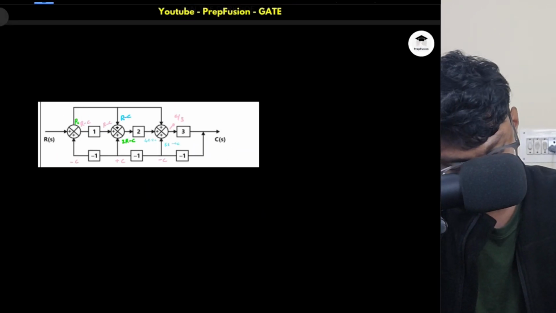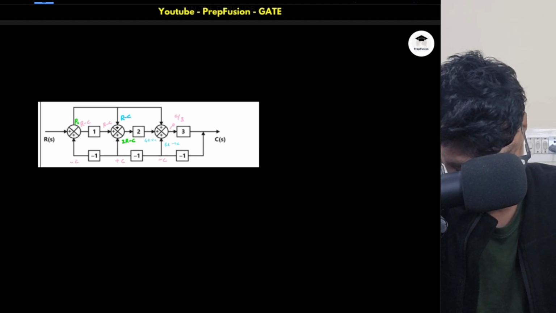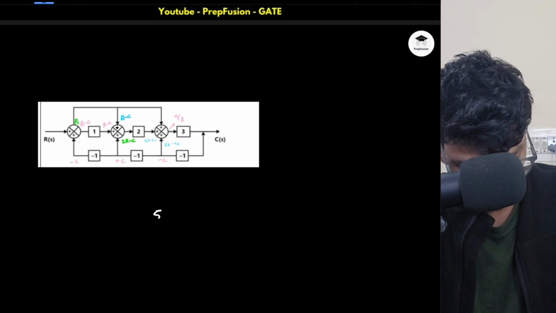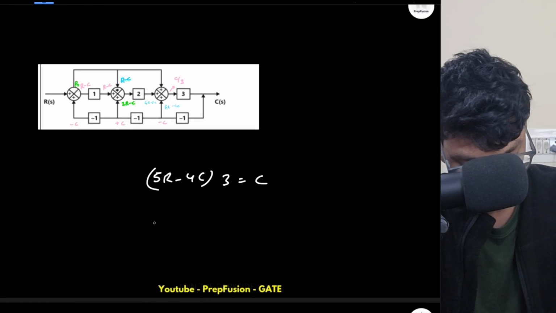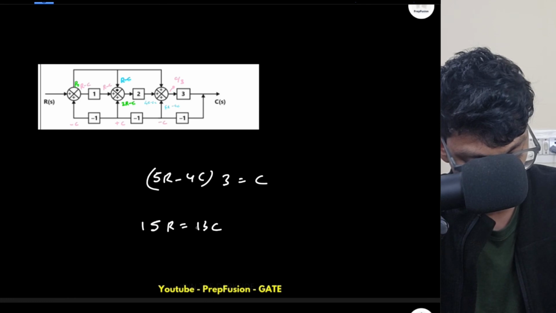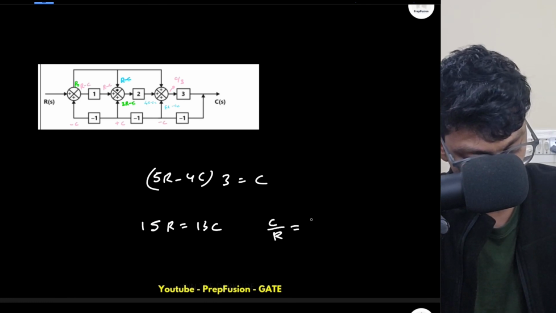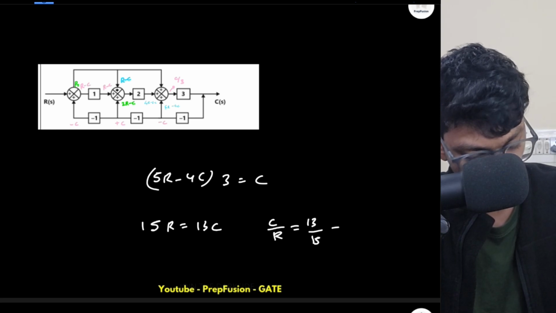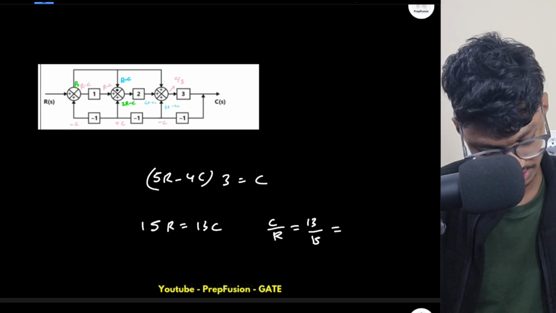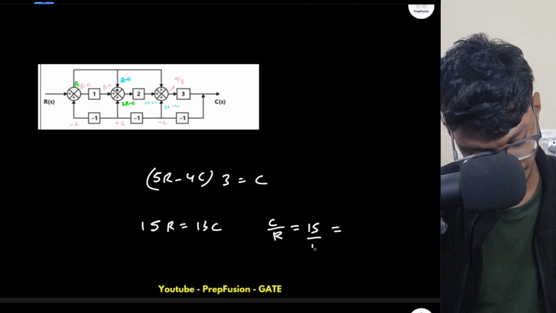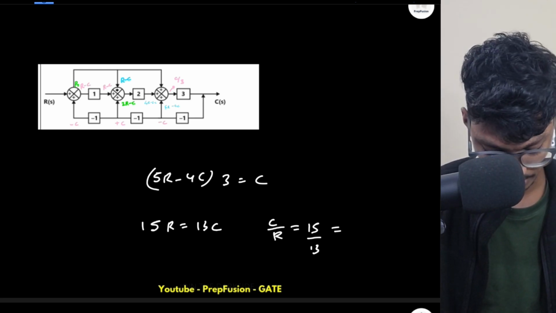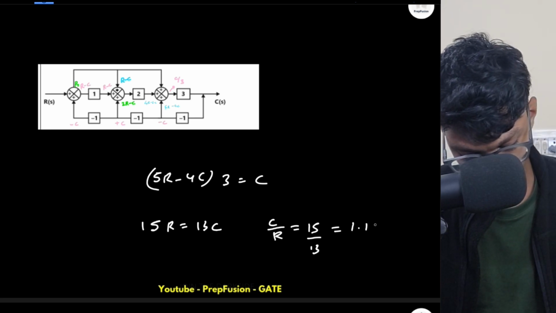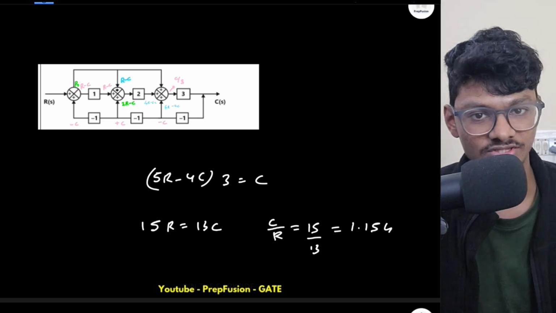So I will write here, this is very small now, so my 5R minus 4C into 3 should yield me C. So ultimately my 15R equals 12C plus C, it will be 13C. So my C by R is equal to 13 by 15. Sorry, is it 13 by 15? No, it's the other way around, 15 by 13, correct? So it will be 15 divided by 13, which is 1.154. This will be the answer of this question.